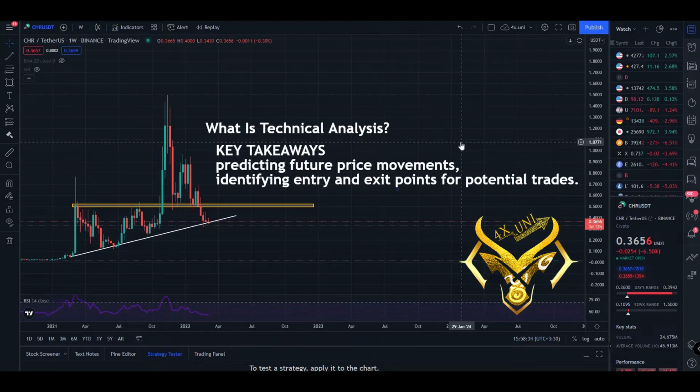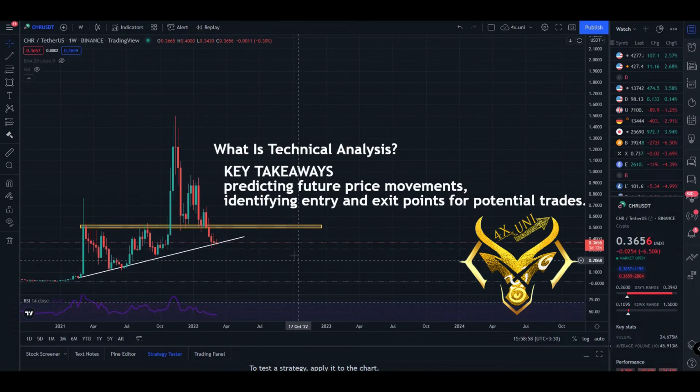Technical analysis is a trading discipline employed to evaluate investments and identify trading opportunities by analyzing statistical trends gathered from trading activity, such as price movement and volume. Now, let's pay attention to some important features. Technical analysis attempts to predict future price movements, providing traders with the information needed to make a profit.